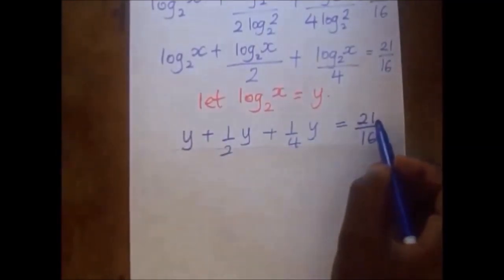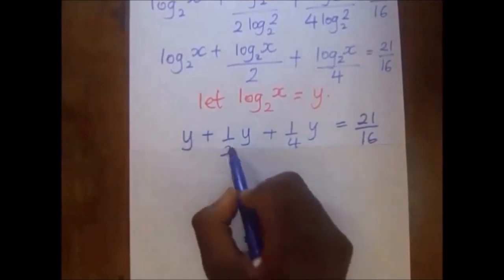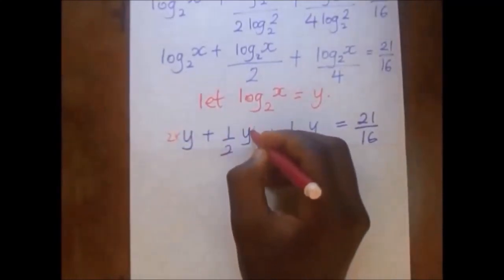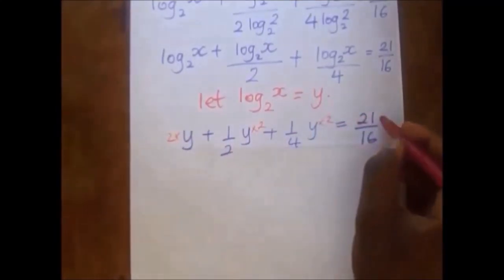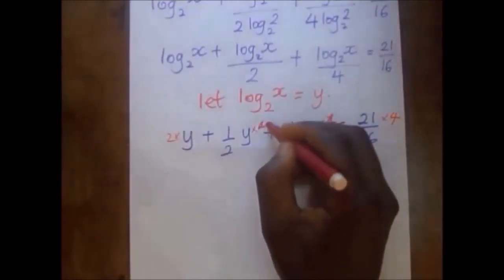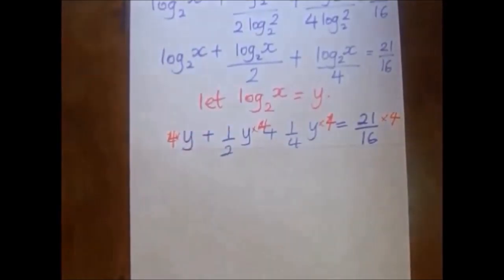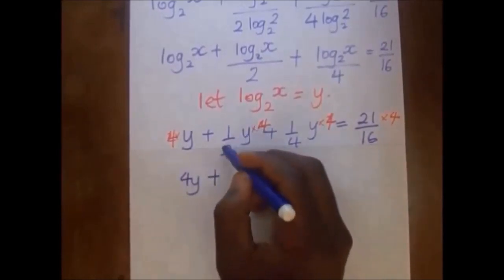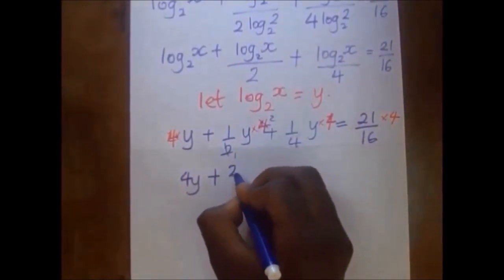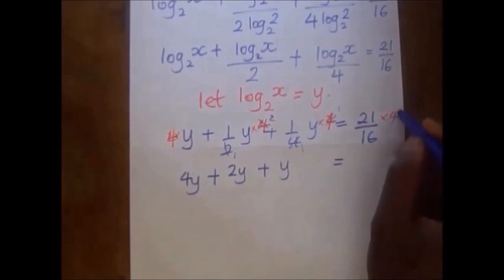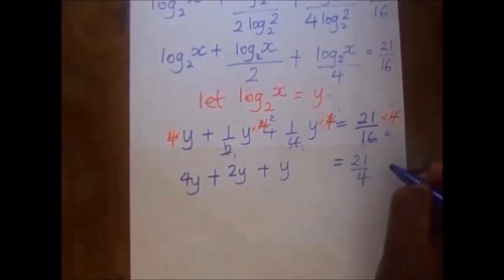If we are to multiply through by 2, let's do it practically. Actually let's multiply through by 4, because 4 is the highest in the denominator. If you multiply through by 4, we shall end up with 4 times that is 4y, plus 4 by 2 is 2y, plus 4 by 4 is y, and 4 times 21 over 16 is going to become 21 over 4.